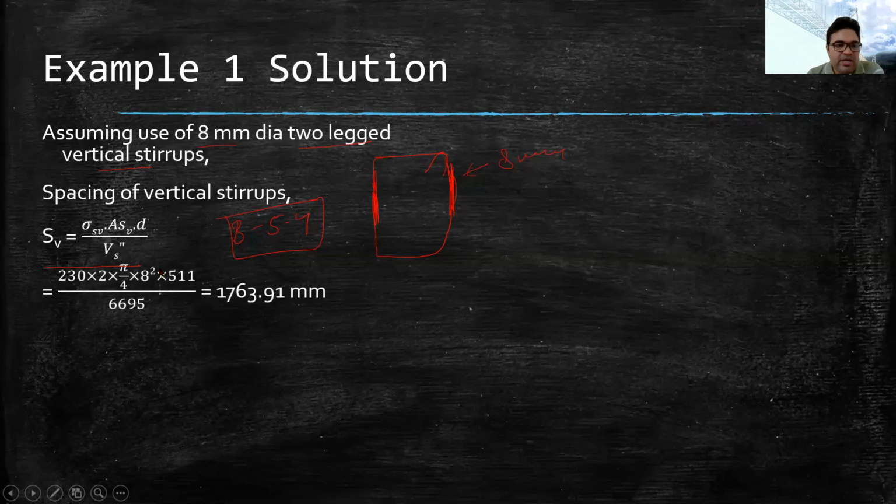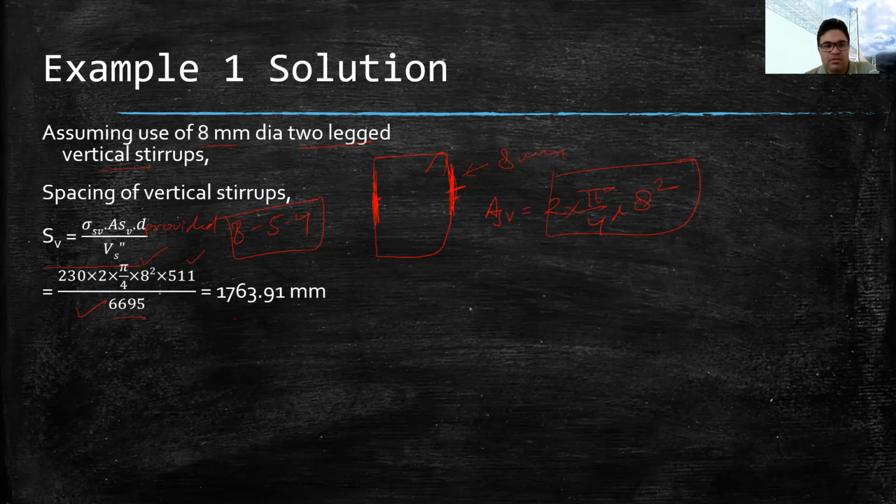After putting all the values, you can see these are the values we have put. Sigma SV is 230, ASV again, as I said, leg 1 and leg 2. So in this case, ASV will be 2 multiplied by pi by 4 into dia of stirrup, which is 8 square. So this is how we find out ASV. There you can see I have put the value of ASV. Then D is the D provided. And VS double dash will be 6695. So by calculation, the value of the spacing is 176391.